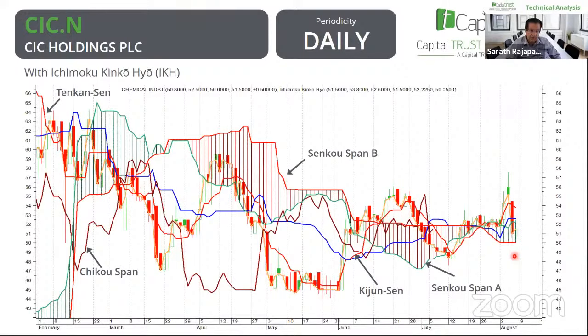CIC holding. The cloud is green and the candlesticks are just nudging into it. So the last candlestick is inside the cloud. So better hold.